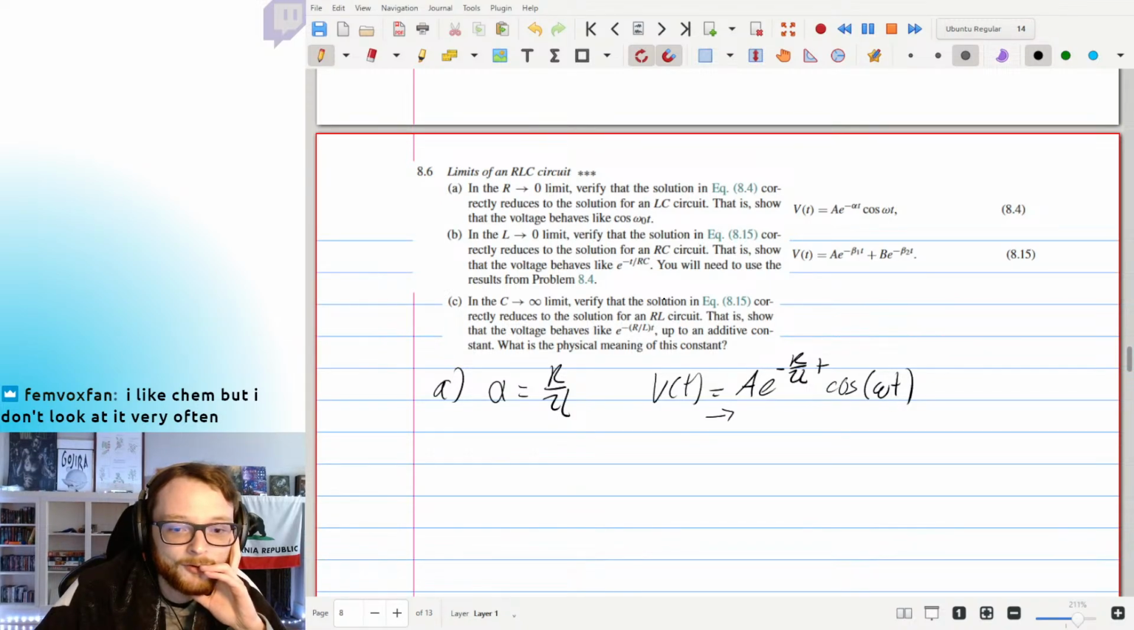As r goes to 0, this thing, the exponential goes to 1. So that's a pretty straightforward limit, I'd say.